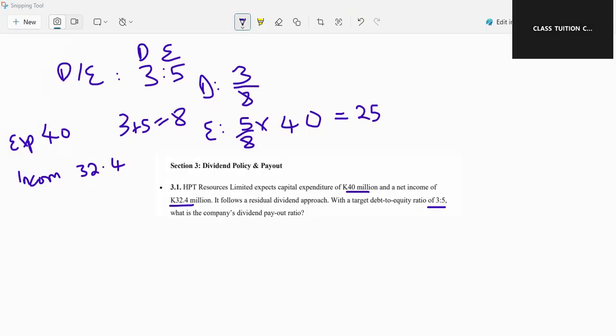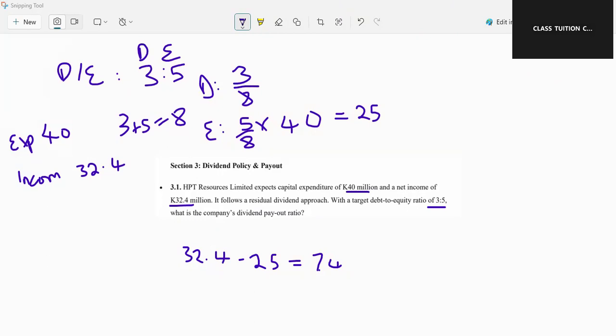What is our residue? 32.4 minus 25 million, which is 7.4. Okay. Then what is that 7.4? That is our residue income.